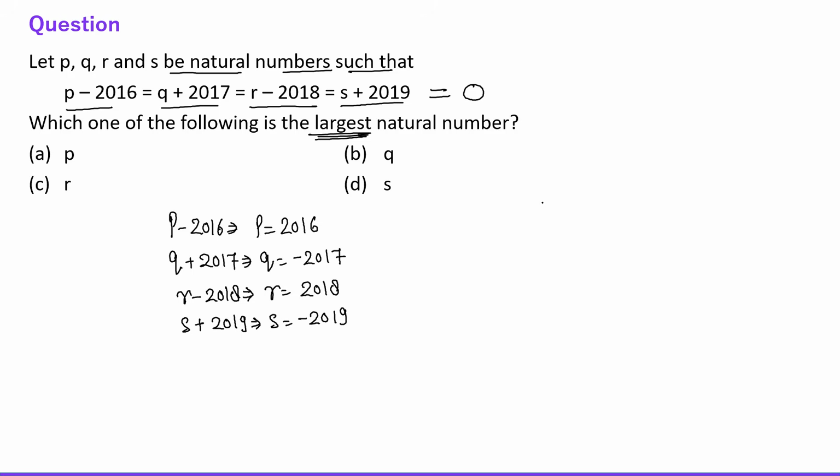Friends, here I have not written that P minus 2016 equal to 0, then P is equal to 2016. This is understood. That's why I have just written implies. You must be understanding it. Okay, so now the question is, which is the largest natural number? The largest natural number is R. The value is 2018. The correct answer is R. Option C is the right choice. Okay, now let's move to the other one.